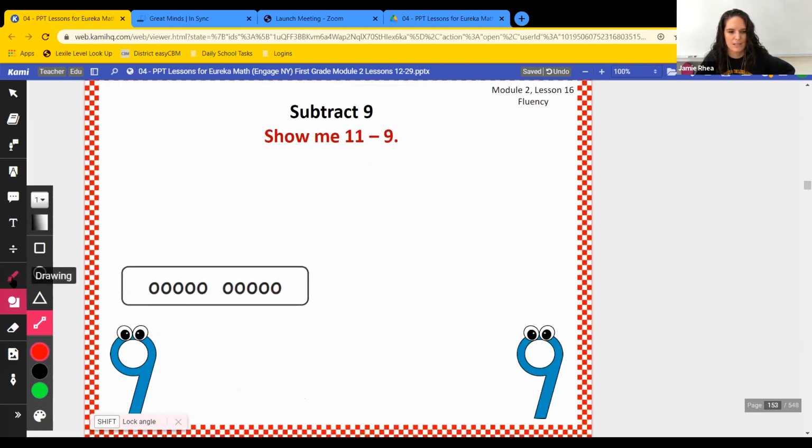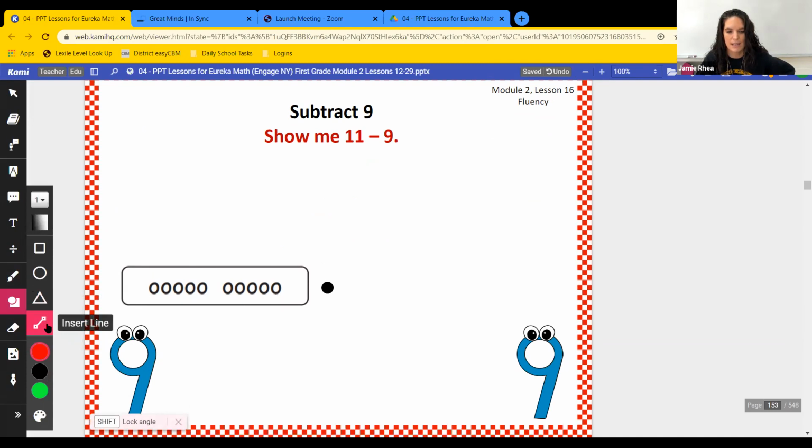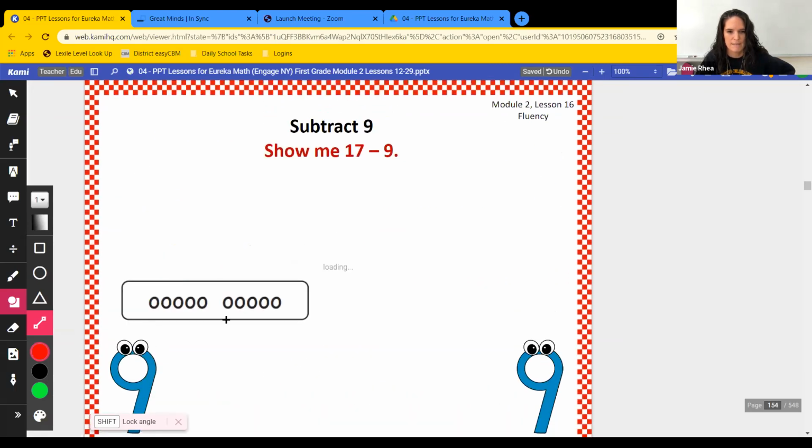Ooh, I need 11. So I've got 10 in my box. I need 1 more. Now I need to take 9 away. How do I take 9 away? From my 10. I'm gonna mark it out all at one time. Ready? There's 9 gone. 1 plus 1 equals 2. Okay. Now 17 minus 9.